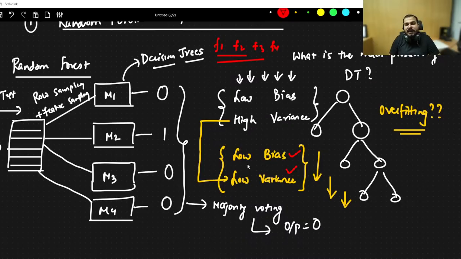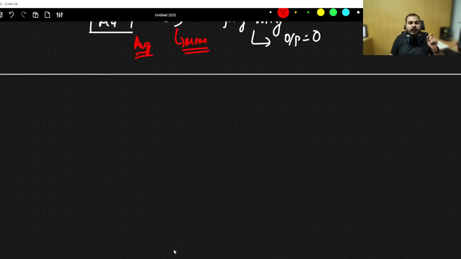The only difference between random forest classifier and regression is that in regression, whatever output you are getting, you basically take the mean. That's it. You just do the average, and you'll be able to get the output, based on all the models' outputs that you are getting. Now let's talk about some of the important points in random forest.